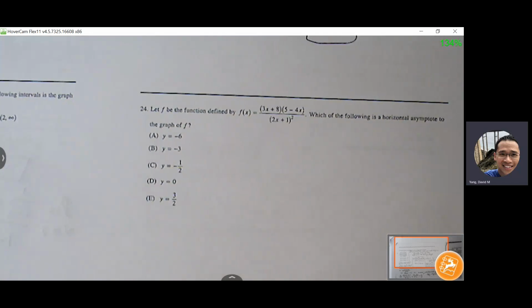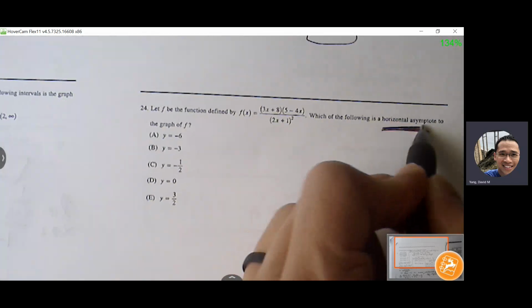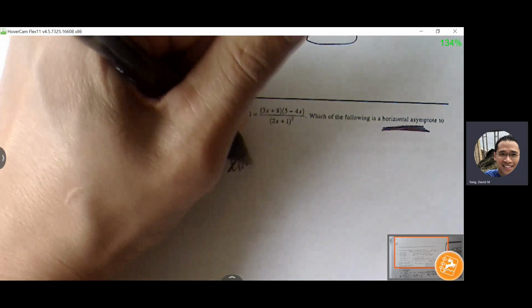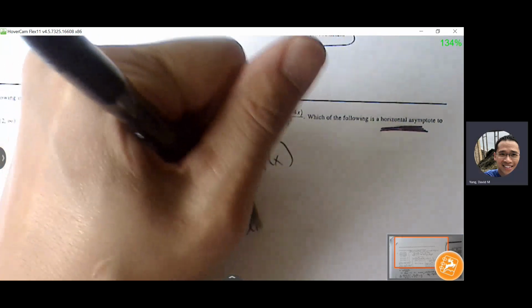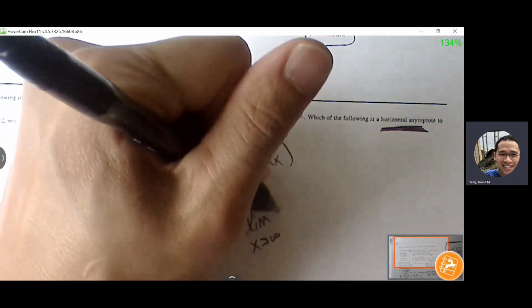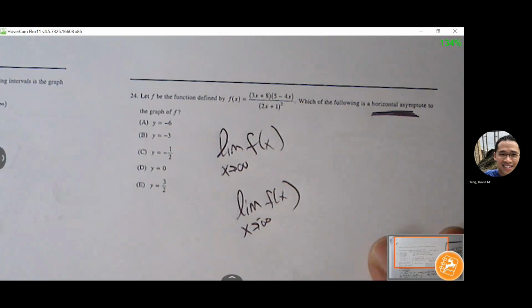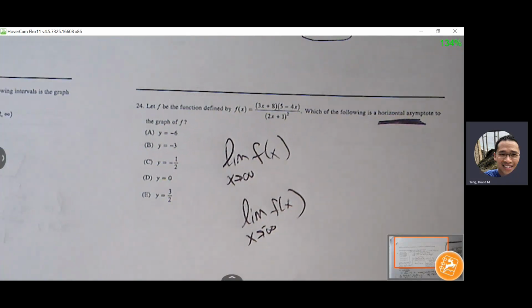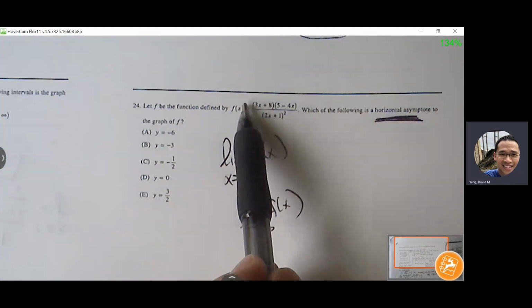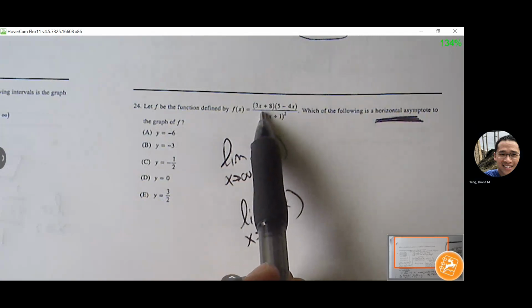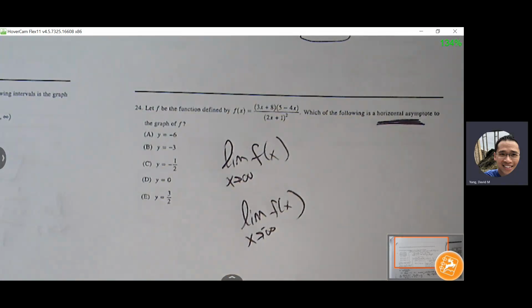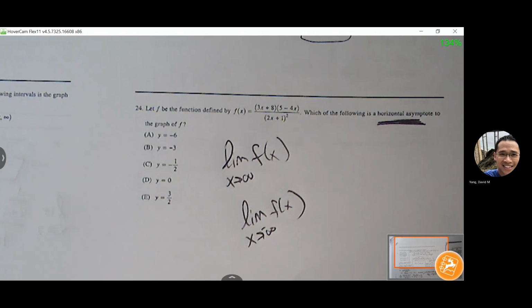Which of the following is a horizontal asymptote? Horizontal asymptote, another way of thinking about this is your limit as x approaches infinity or approaching -infinity. So the nice thing here is if you're approaching infinity or -infinity, you can just compare degrees. Careful though, you do want to FOIL this out so you can clearly see the coefficients in play here. So let's FOIL everything out.